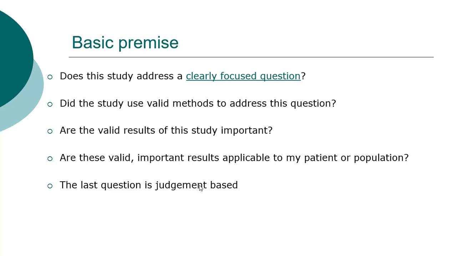Now some versions of the crow story say that the crow did this, but the version that I told you did not talk about it. So did the study use valid methods to address this question? Once you know there is water, then you think of how you can raise the level. Are the results valid, and are the valid results important to you, important to the reader?